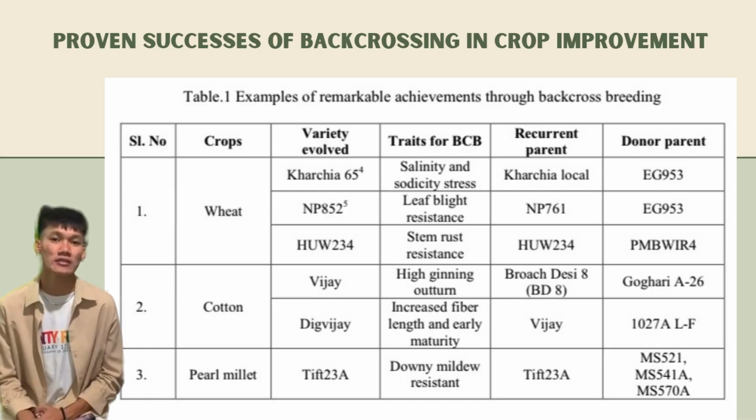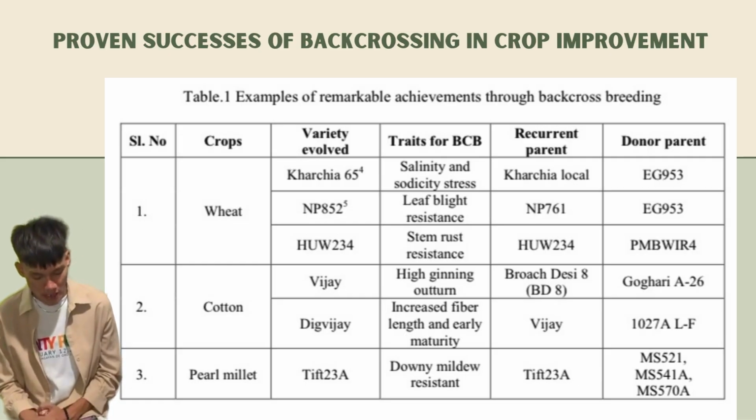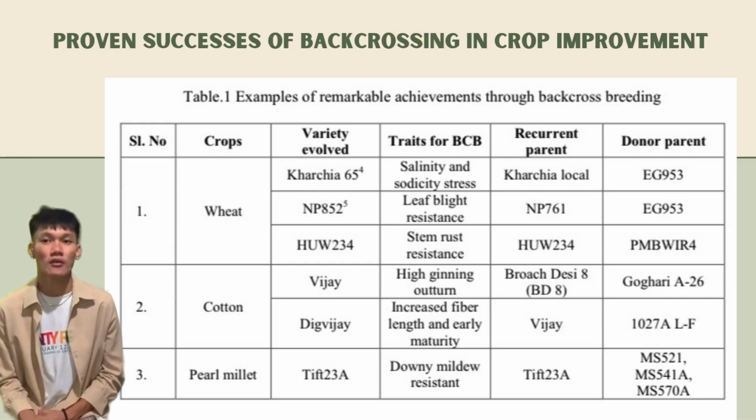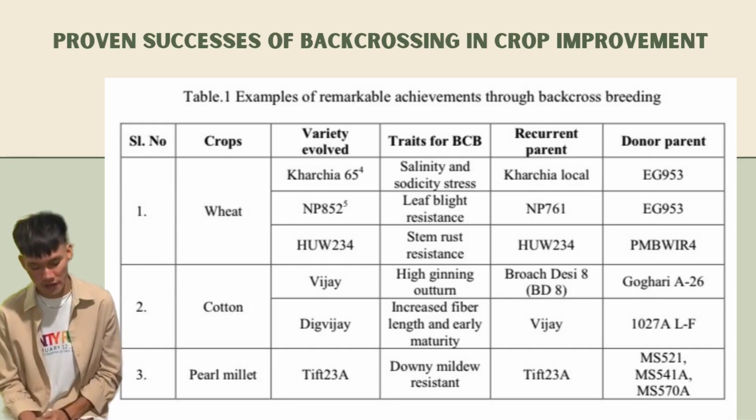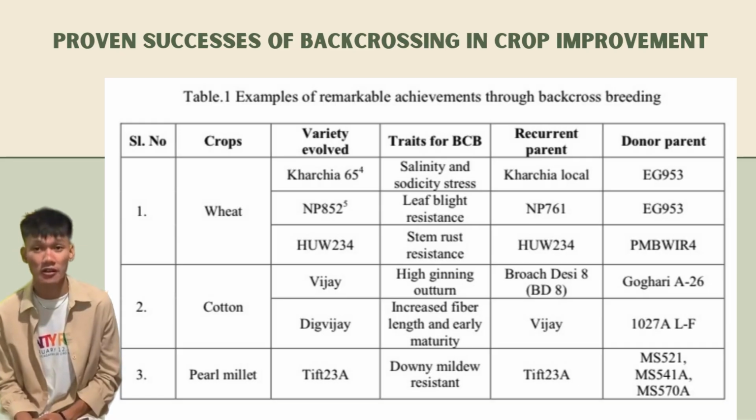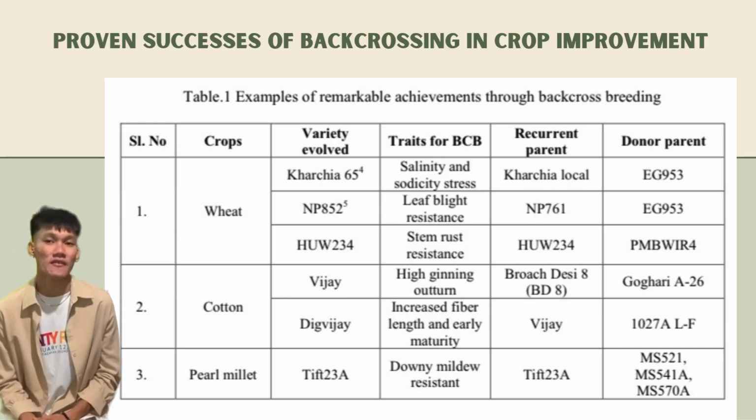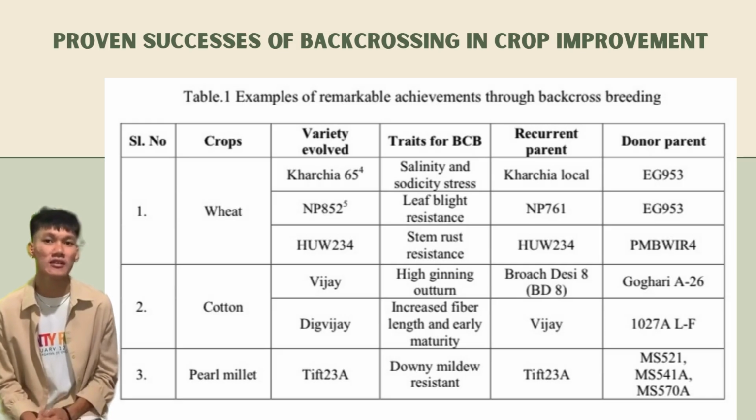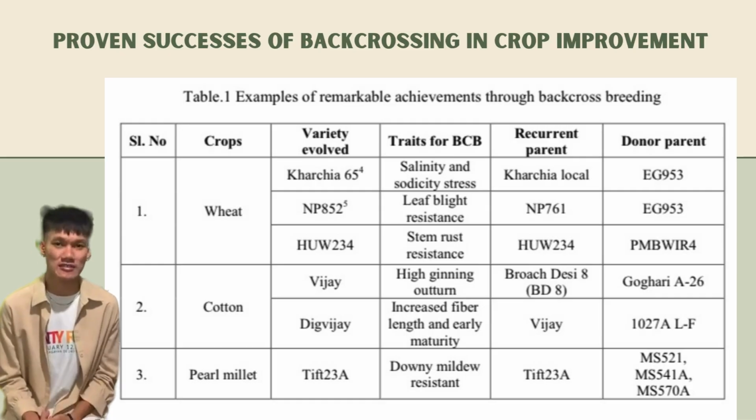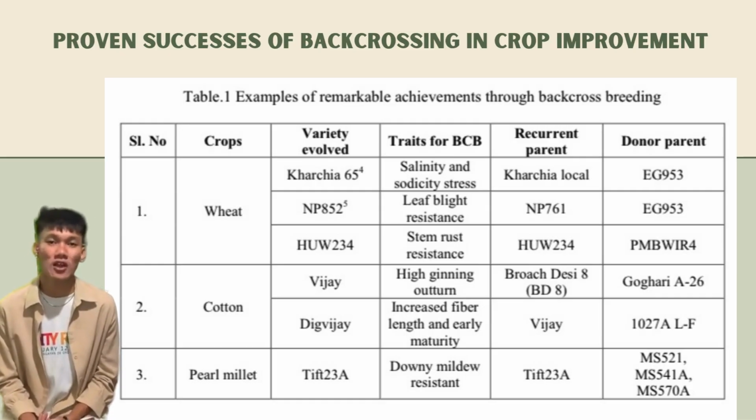Next, in wet crop is the INP 852. The donor parent is similar to the first one, the EG 953, and the recurrent parent is the NP 761. So the trait for BCB that came from the donor parent is the leaf blight resistance.